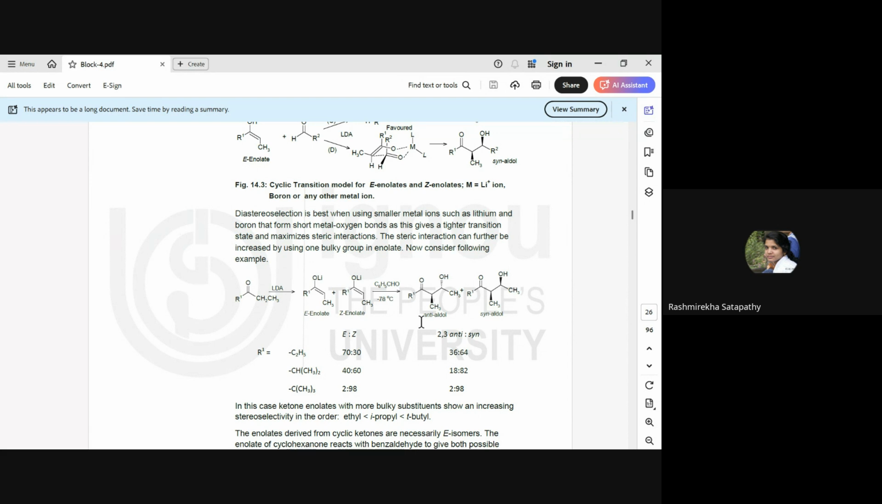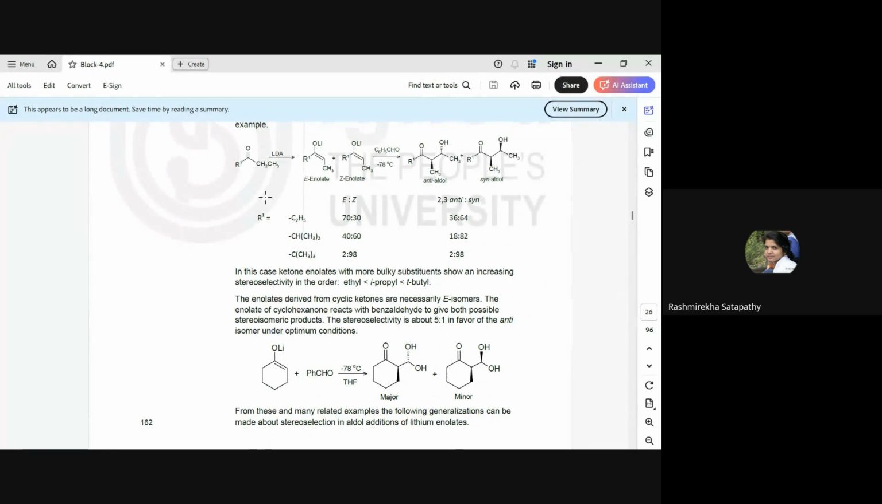Diastereoselection is best when using smaller metal ions such as lithium and boron that form short metal-oxygen bonds, as this gives a tighter transition state and maximizes the steric interaction. The steric interaction can further be increased by using a bulky group on the enolate.